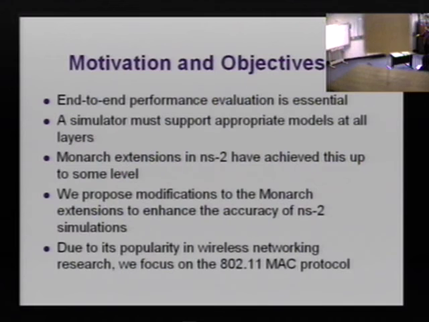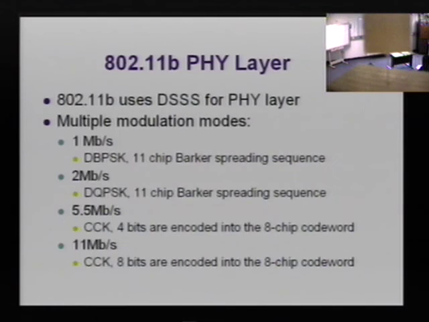And as they did, due to its popularity, we just focus on 802.11b. 802.11b, actually, in the protocol, it uses infrared, DSSS, and FHSS, but in practice, it just uses DSSS. In DSSS, there are 4 modulation types. For 1 megabit per second, it's DBPSK with 11 chip Barker spreading sequence. For 2 megabit per second, it's DQPSK with 11 chip Barker spreading sequence. For 5.5 megabit per second, it's complementary code keying. 4 bits are encoded into 8-chip code word, and for 11 megabits, 8 bits are encoded into 8-chip code word, so there is actually no spreading processing here.